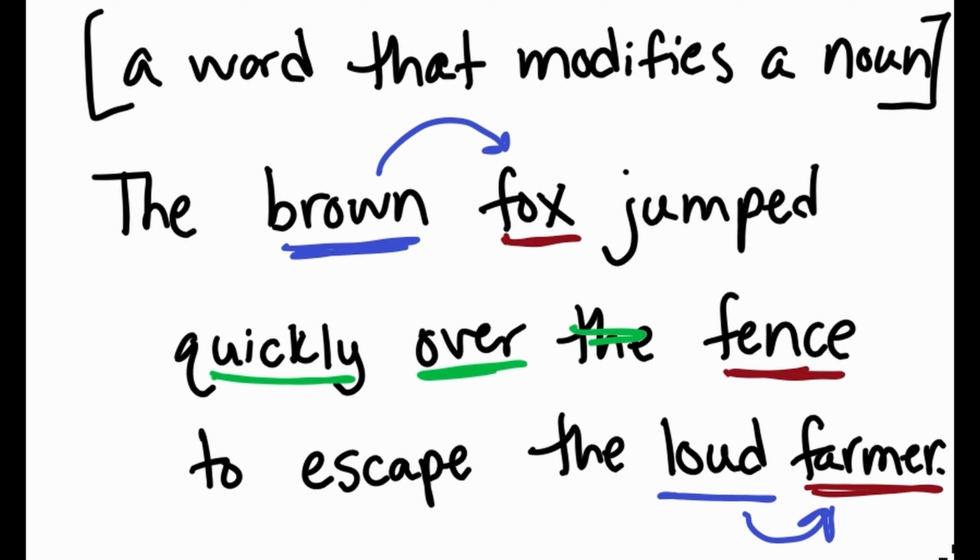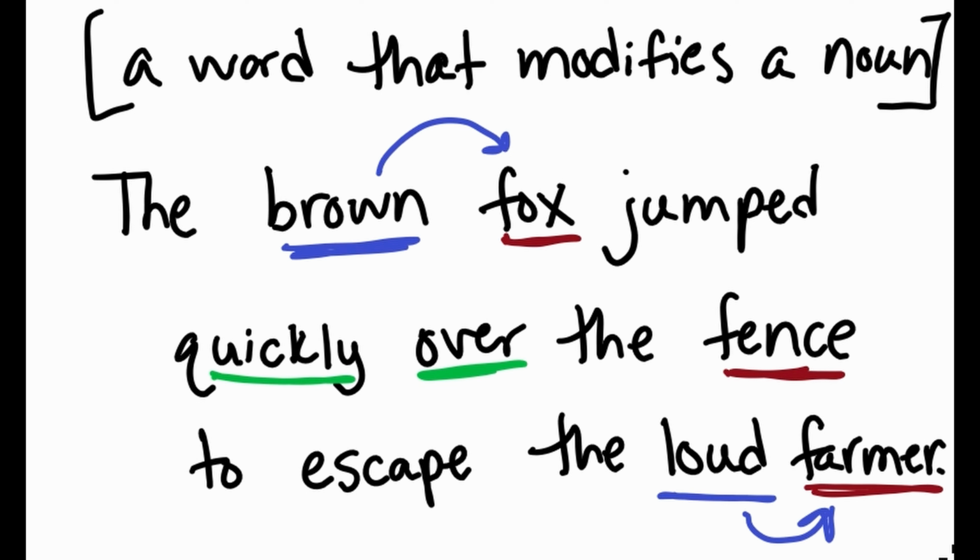We take out the word the, because obviously, if it's an adjective, we don't need the word the. We have brown fox. We have loud farmer. We would say over fence. But that doesn't make sense, does it? That's because over is not an adjective. It is an adverb.